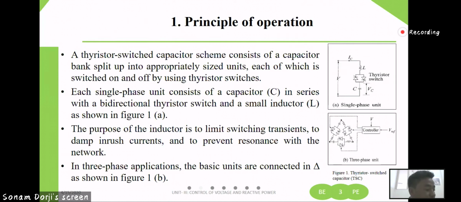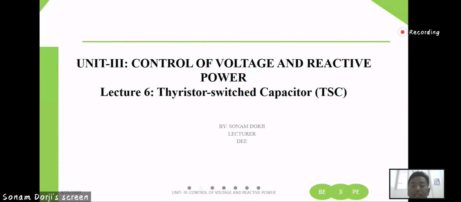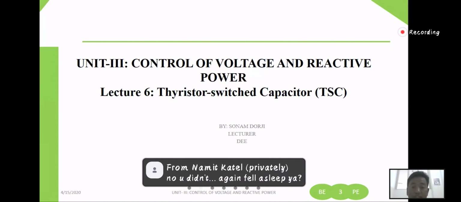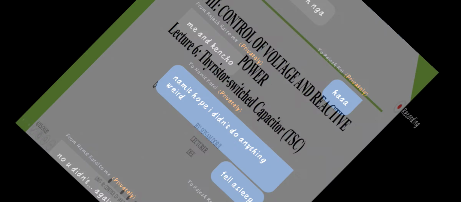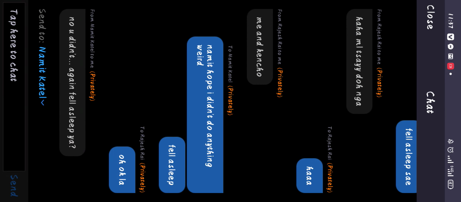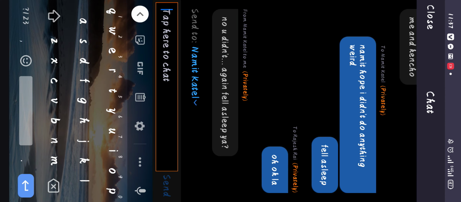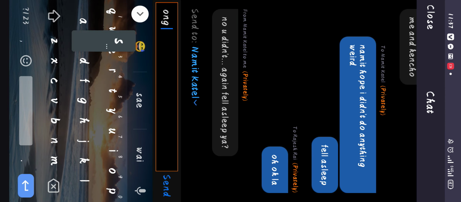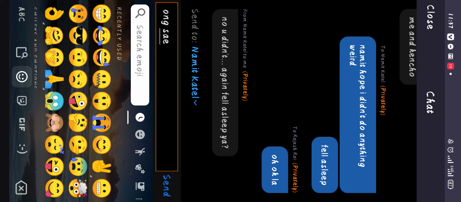Still we have some time, so we'll start the next one regarding the practical SVC compensator. We will see the practical compensator. You have known the individual characteristics, so if you combine those two characteristics, you will get the practical VAR compensator or SVC compensator.